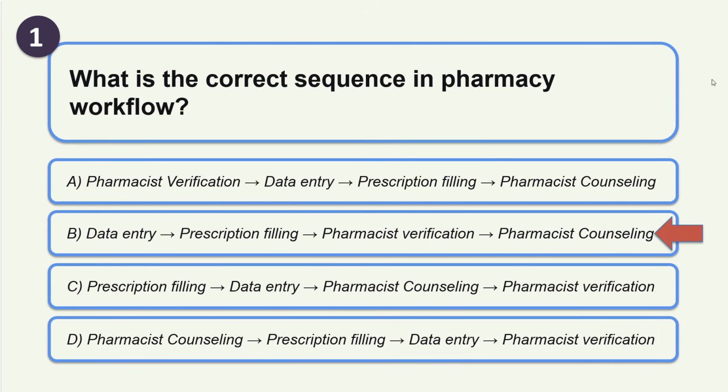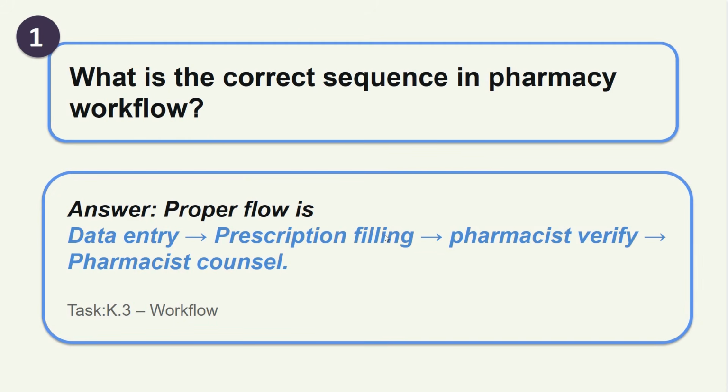The correct answer is B. The first step is data entry. When a prescription is received, the data is entered into the computer by the pharmacy assistant or pharmacy technician, and then prescription filling is done by the pharmacy technician. Then comes the pharmacist verification, and then finally, pharmacist counseling. So pharmacist counseling is the last step of the proper workflow.